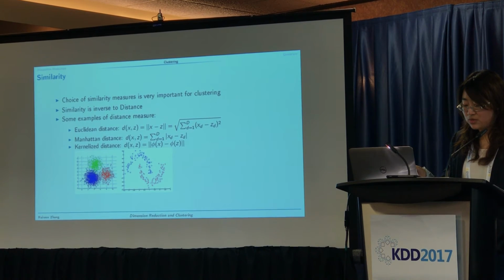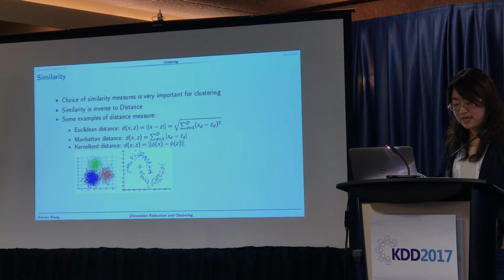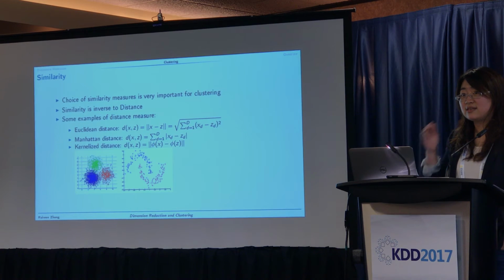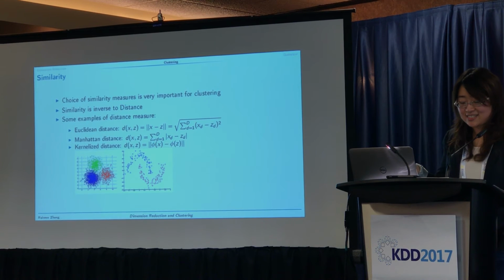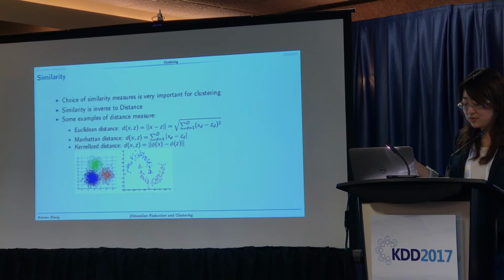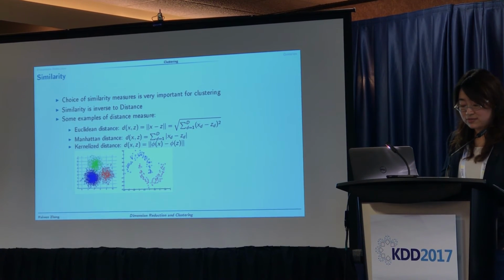Say in these 2 plots, we have 2 different sets, and the color indicates different groups. So my question is, can anyone take a guess which of them should use kernelized distance rather than Manhattan or Euclidean distance? The right side, right? Yes. Because the data on the right side cannot be linearly discriminated, and some nonlinear transformation should do a better job.